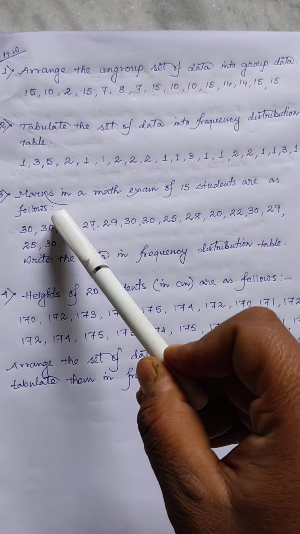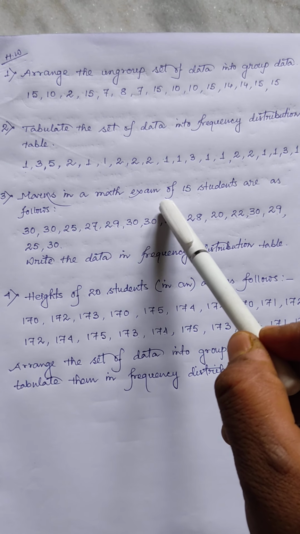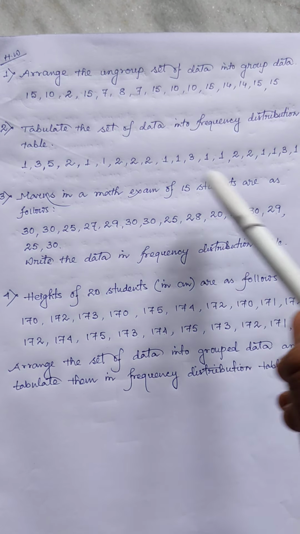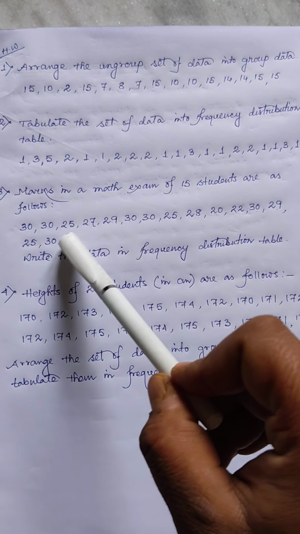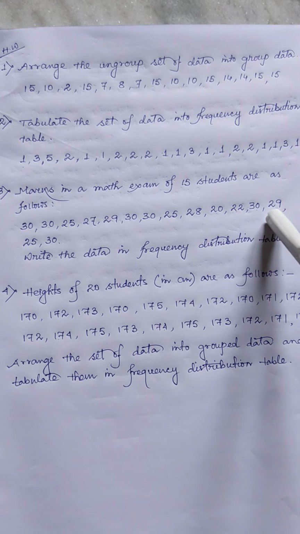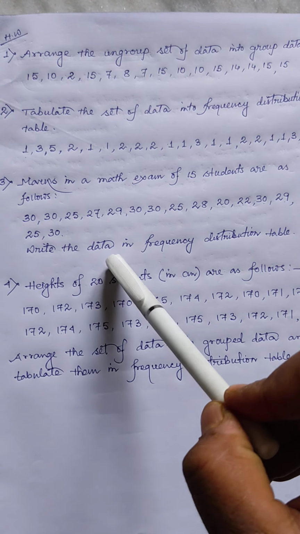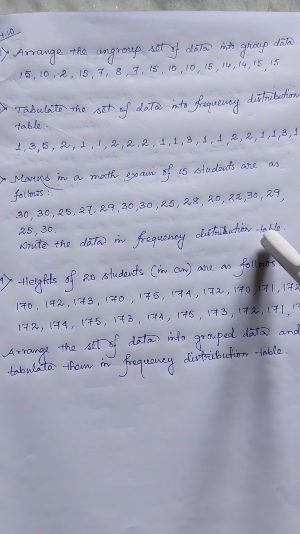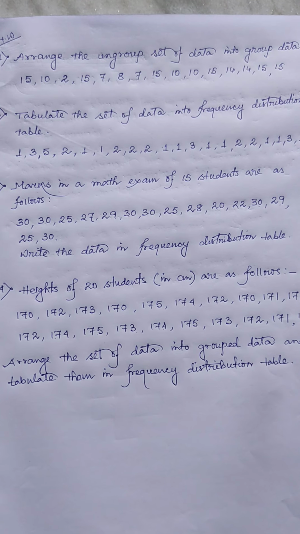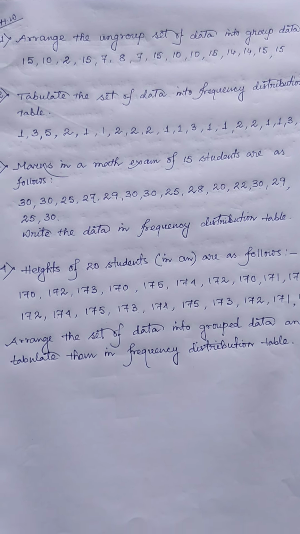Number 3, marks in a math exam of 15 students are as follows. Here, marks in a math exam of 15 students are given. Write the data in a frequency distribution table.